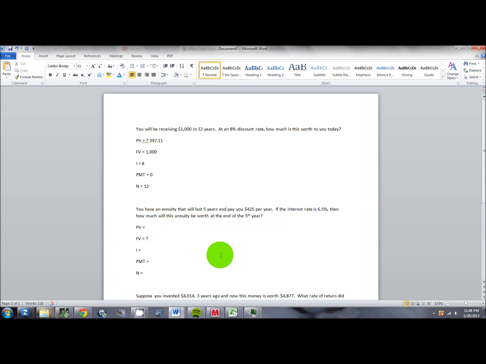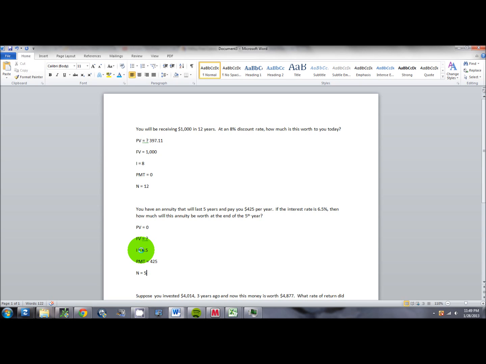Now it might be helpful to put a timeline up, but I'm not, in the interest of time. If you had a timeline, you would essentially have 5 different tick marks, and they would each have $425 sitting on each tick mark. The first tick mark, though, would be time equals 0, meaning now. Nothing is taking place now, so this is going to be a 0. And then from here, you simply fill in the other inputs. So this is 6.5. This one is 425. And that is 5. And you just put these into your calculator in any order.